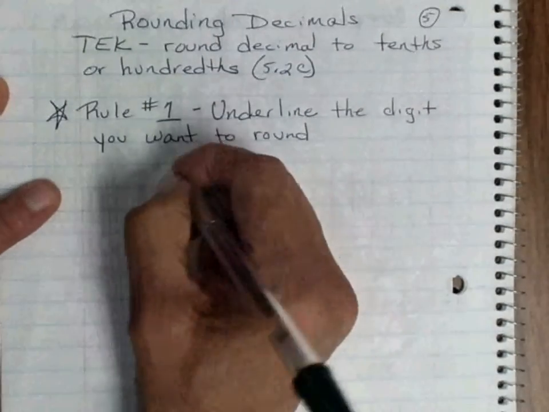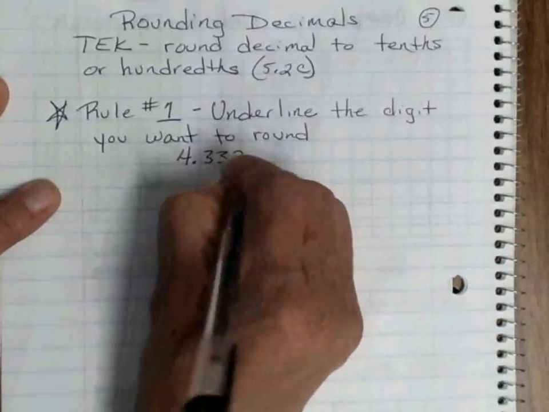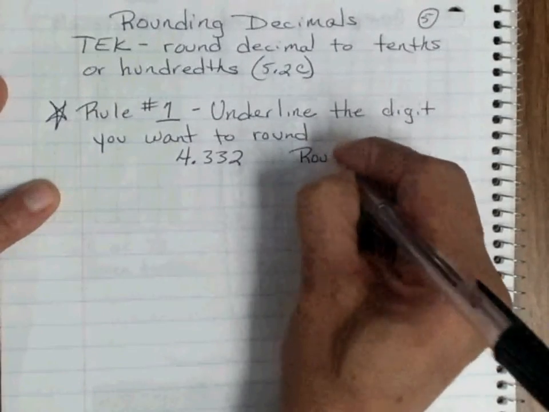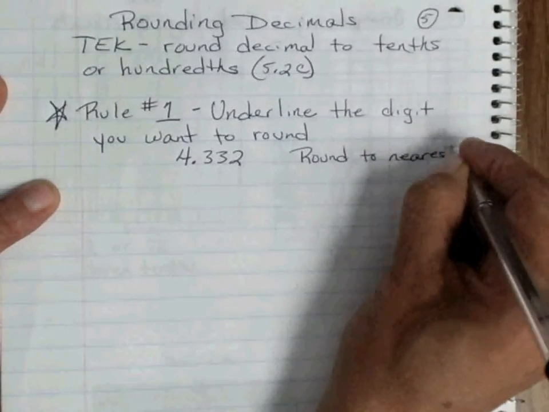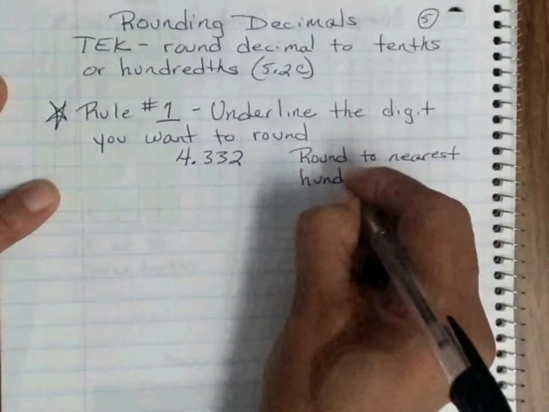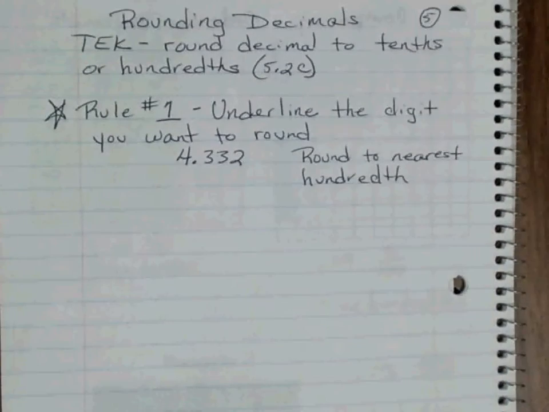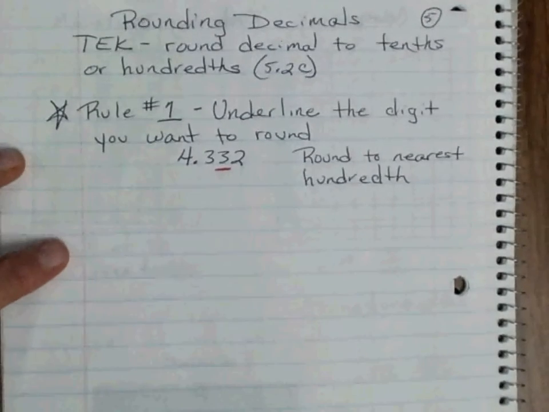So, for example, in the number 4 and 332 thousandths, my directions are to round to the nearest hundredth. I'm going to underline the digit that I want to round. I want to round the hundredth, so this 3 right here is in the hundredths place. That's the one I'm going to round.